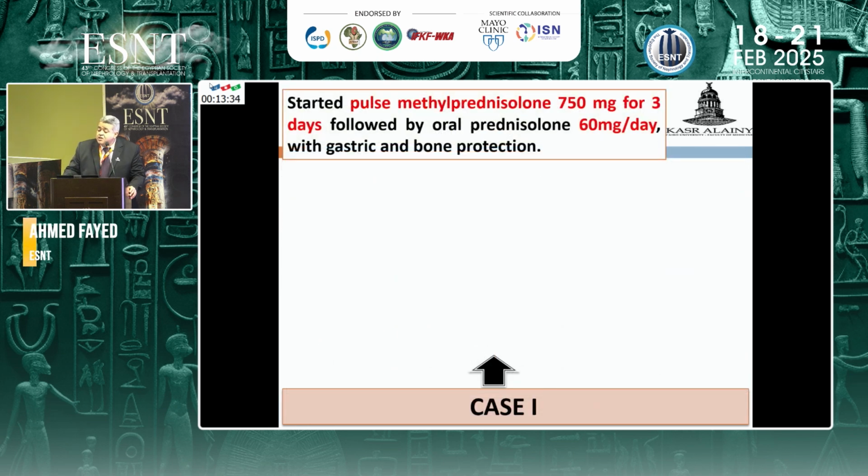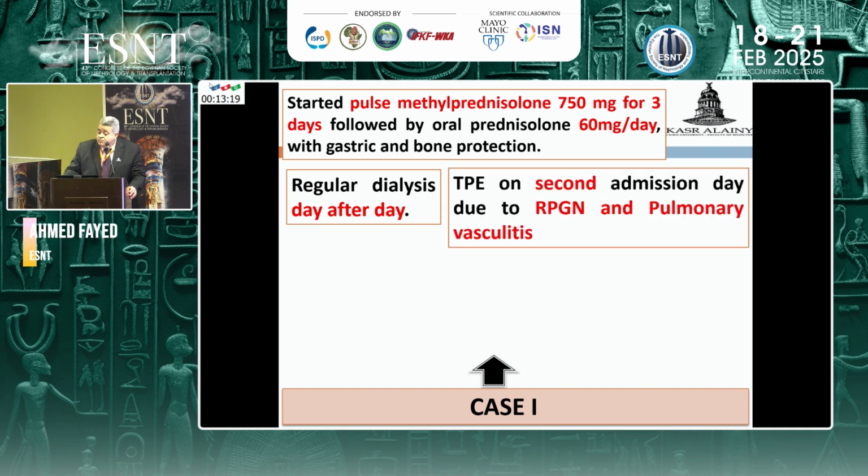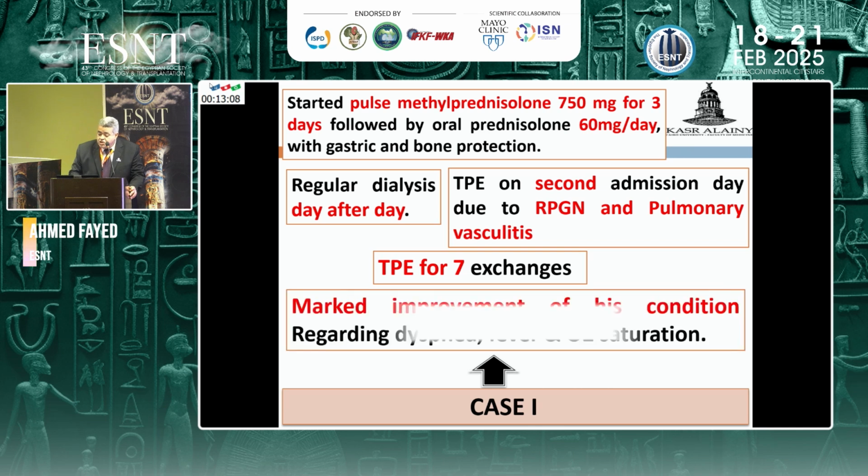As you see, we started pulse methylprednisolone 750 milligram for 3 days, followed by prednisolone 60 milligram per day with gastric and proton pump protection, starting regular hemodialysis day after day, which is very important due to the critical hyperkalemia. Then therapeutic plasma exchange from the second day of admission due to the presence of RPGN and the pulmonary vasculitis, and we did the 7th session of exchange, with marked improvement of the condition.